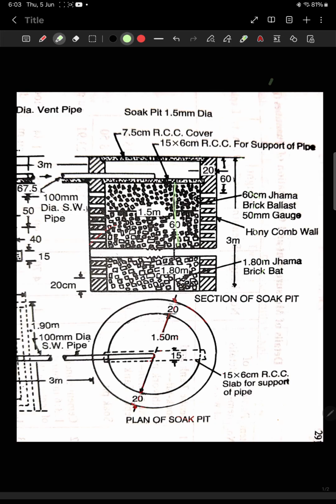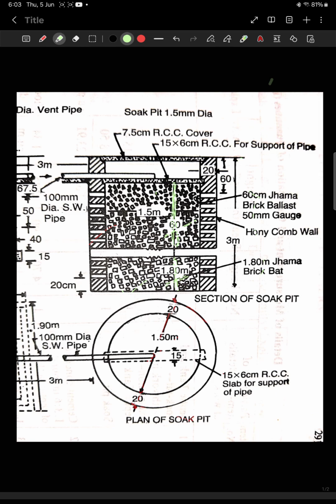Up to 0.6 meter there is a brick ballast, and again there is a gap, and the second layer of brick ballast is 1.8 meter. This brick ballast is given so that the waste liquid that comes and flows under gravity within the void spaces of the brick ballast, and ultimately it is collected in the lower chamber, which is 1.8 meter depth, and the upper chamber is 0.6 meter depth. So there are two chambers. The upper chamber is 0.6 meter depth and the lower chamber is 1.8 meter depth.